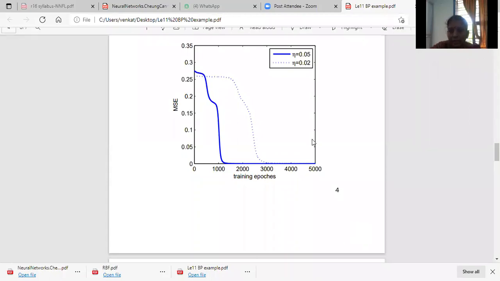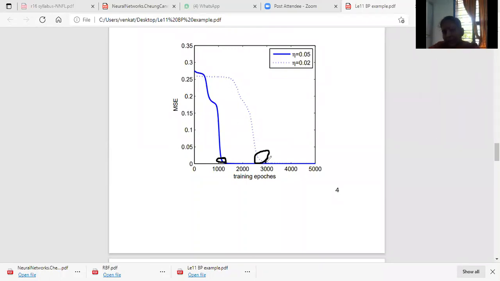Here, you can observe that when the eta value is 0.05, the error is least, occurring within the minimum number of epochs, that is, iterations. Whereas for 0.02, you need to train your neural network almost 3000 times, instead of training only 1000 times when eta is increasing.